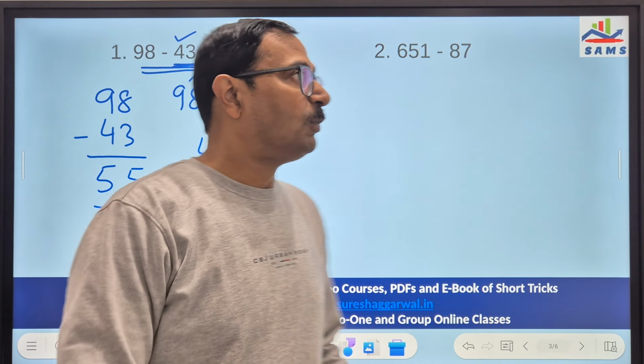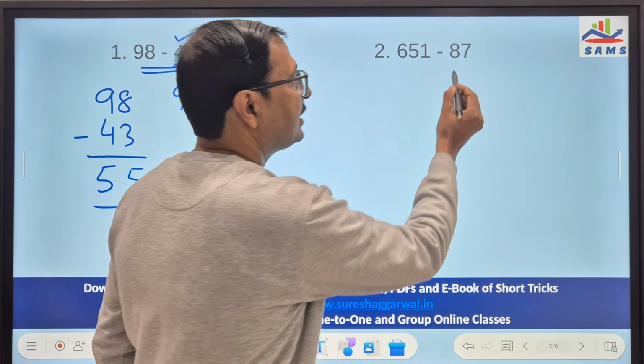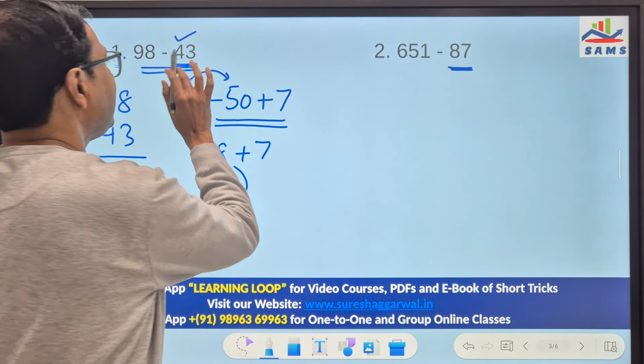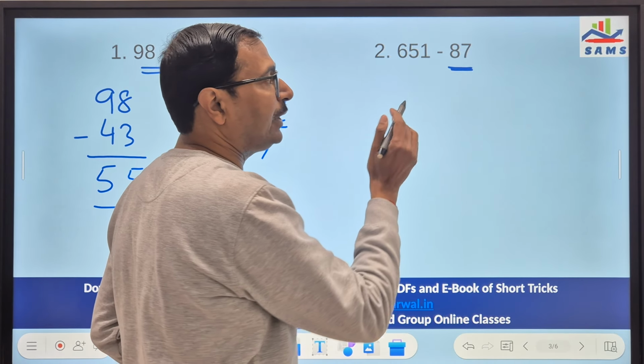This is more applicable to these type of questions where there is borrowing and the second number is close to base number. Here 43 was little away from the base number 100, right? Now watch how it is helpful here.